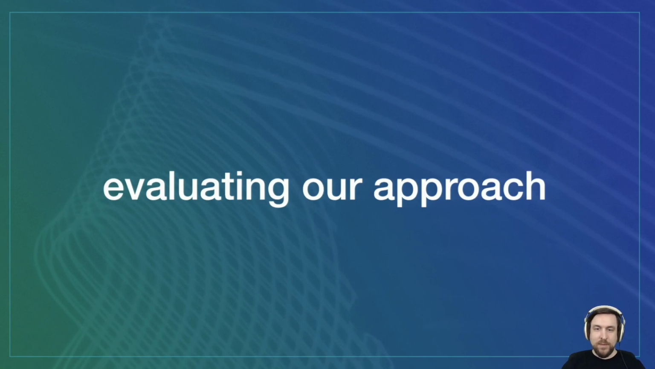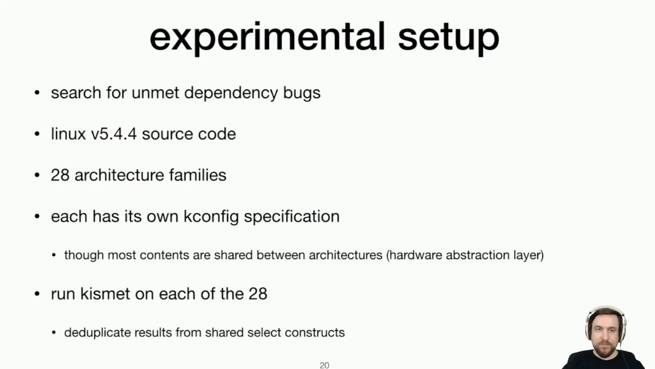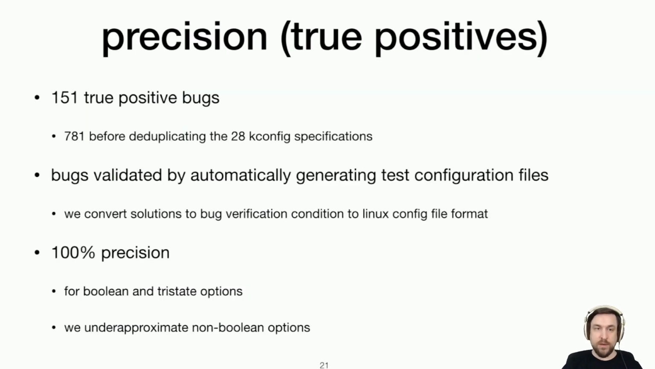Let's take a look at how we evaluated our tooling. So we took a somewhat recent version of the kernel. It's a little old at this point. We looked at all 28 architecture families because each has its own entry point to a Kconfig specification, though most of the dependencies are shared between them. And then we ran our Kismet bug finder on each of the individual 28 architectures' Kconfig specifications. And if we got duplicate alarms, we just deduplicated those.